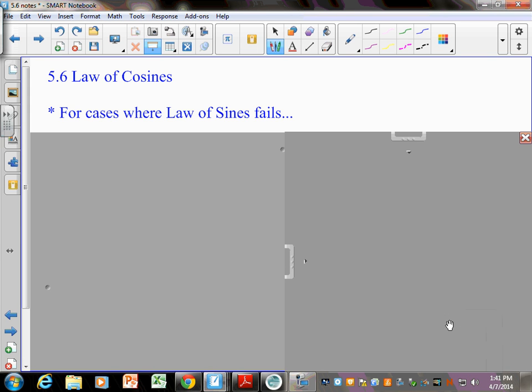Sometimes you can't use the law of sines because they don't give you enough information. An example of that would be if they gave you a triangle where you knew this side was 12, this angle was 15 degrees, and this side was 7. That's side-angle-side, which is a way you can prove triangles are congruent from geometry class, but you can't use law of sines there because you don't have a side and an angle that go together.